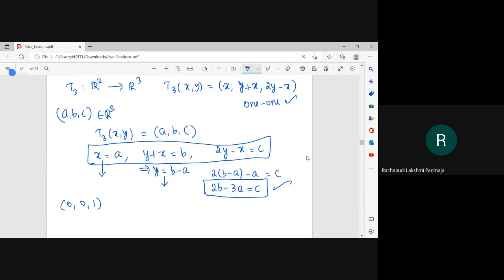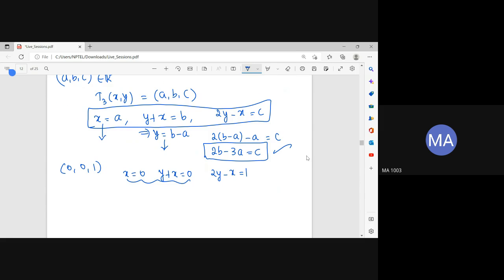No. What do I get? x is equal to 0. y plus x is equal to 0. 2y minus x is equal to 1. When I solve these two, I get x is equal to 0, y is equal to 0. Both are zeros. Yes, ma'am. But when I put that in here, it doesn't satisfy the equation, right? Yes, ma'am. Only when c is equal to 2b minus 3a is it going to have a solution, right?